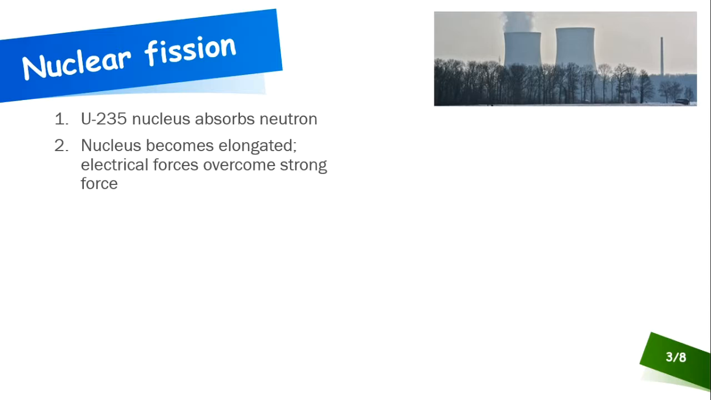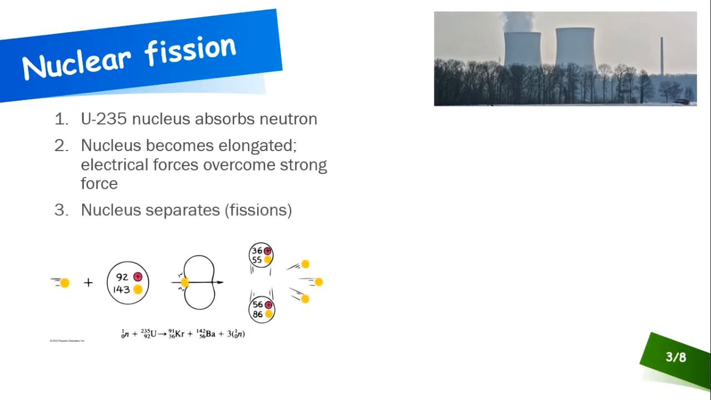At this point, electrical forces overcome the strong force. So everything starts to break apart, because those electrical forces, the like particles, are going to repel each other, and the nucleus separates into 2 smaller particles. So you start off with U-235, and it basically separates into krypton 91 and barium 142. There are 3 neutrons that come out of that separation.